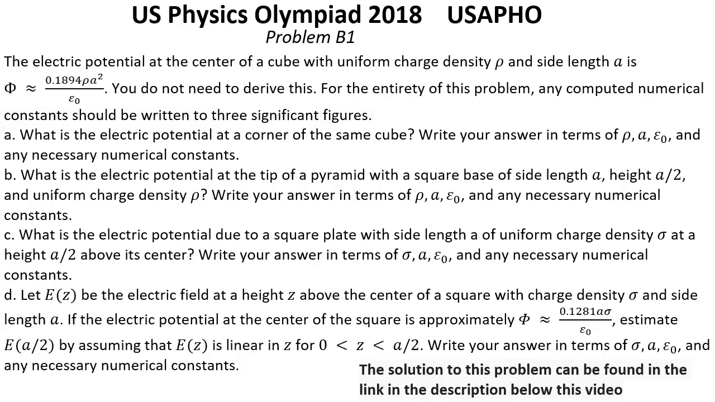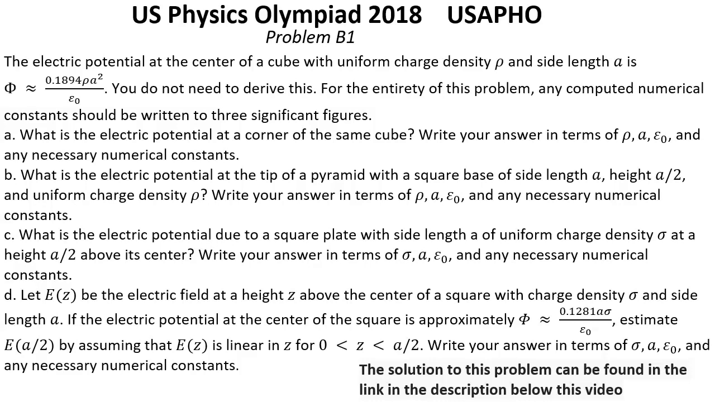Write your answer in terms of ρ, A, epsilon 0, and any necessary numerical constants. Question C. What is the electric potential due to a square plate with side length A of uniform charge density sigma at a height A over 2 above its center? Write your answer in terms of sigma, A, epsilon 0, and any necessary numerical constants.